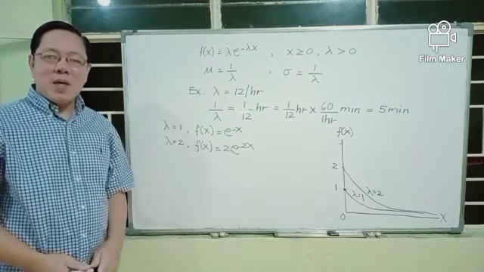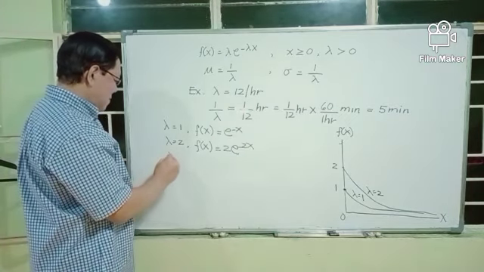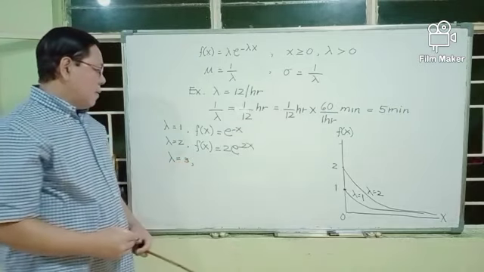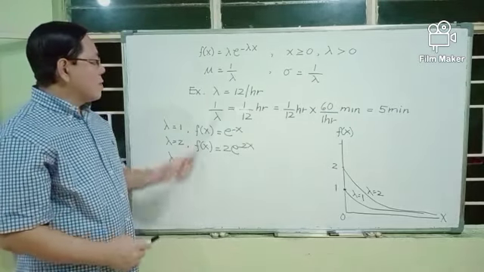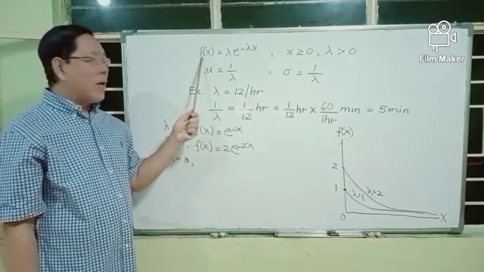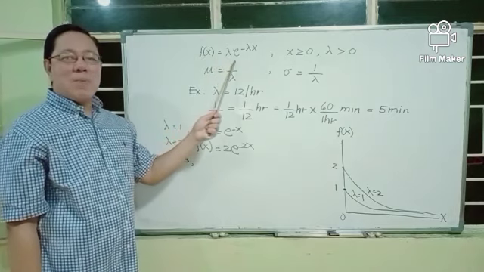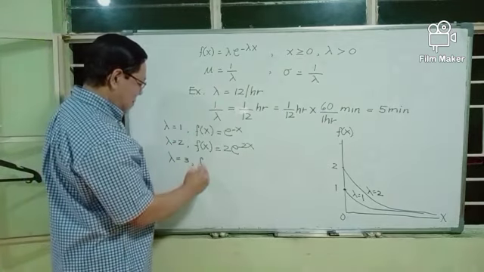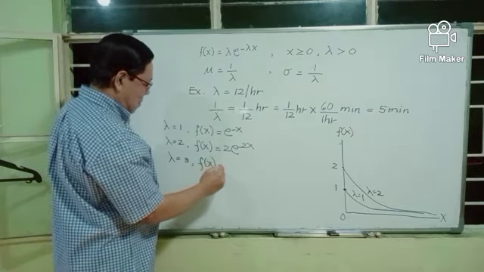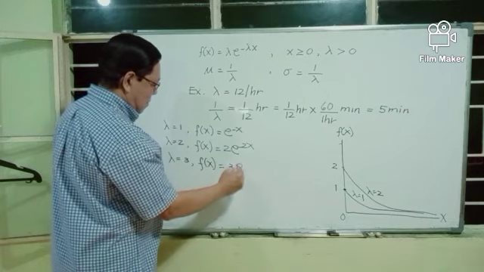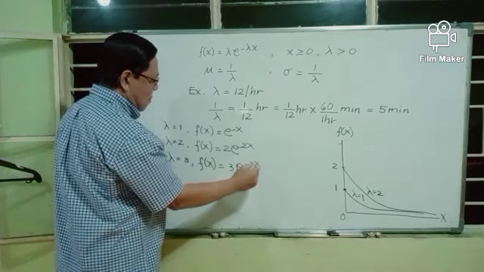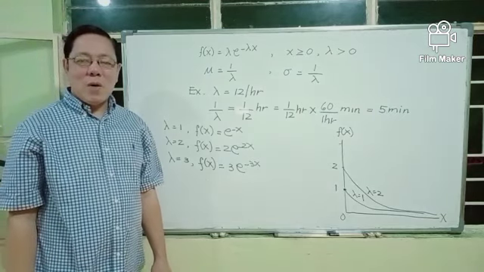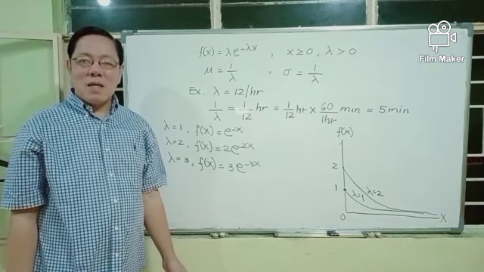Next, we take lambda equals 3. When lambda is equal to 3, the probability density function f of x becomes 3 multiplied by e to the minus 3 times x, where x is greater than or equal to 0, which means the lowest value that x can take is 0.